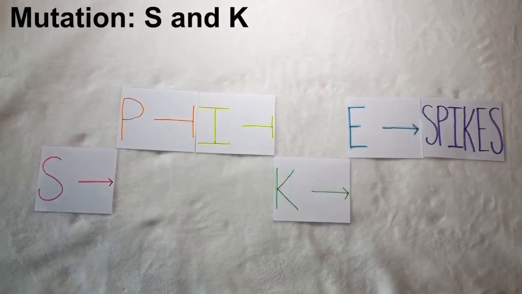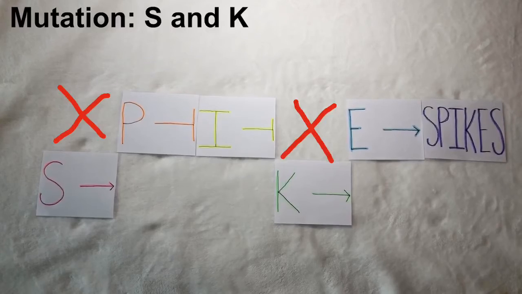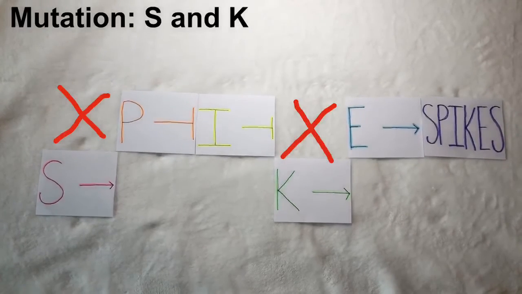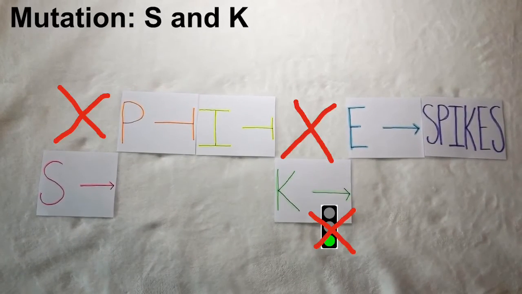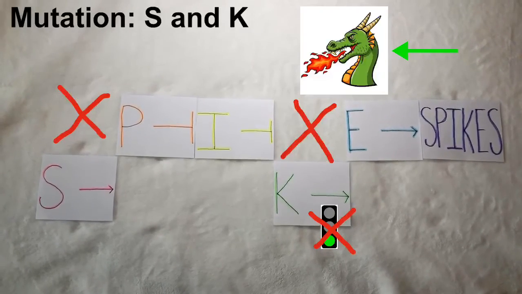Our final example involves a mutation that eliminates S and K. Similar to the last example, we need to stimulate E to produce spikes. Without K to stimulate E, there is no way to produce spikes, regardless if S is mutated or not. So, no spikes will be produced.